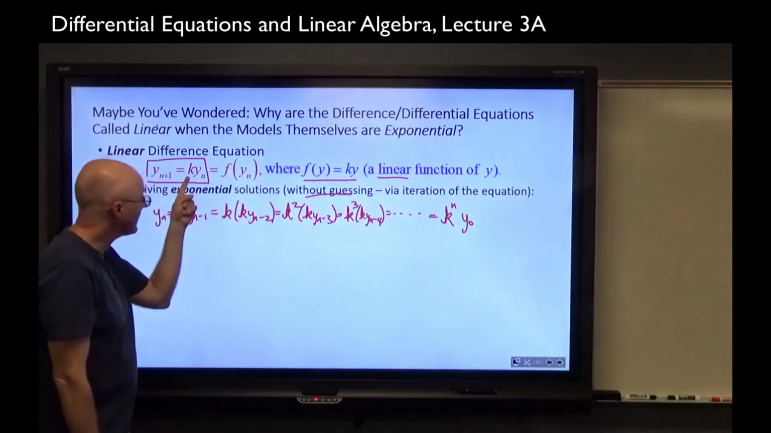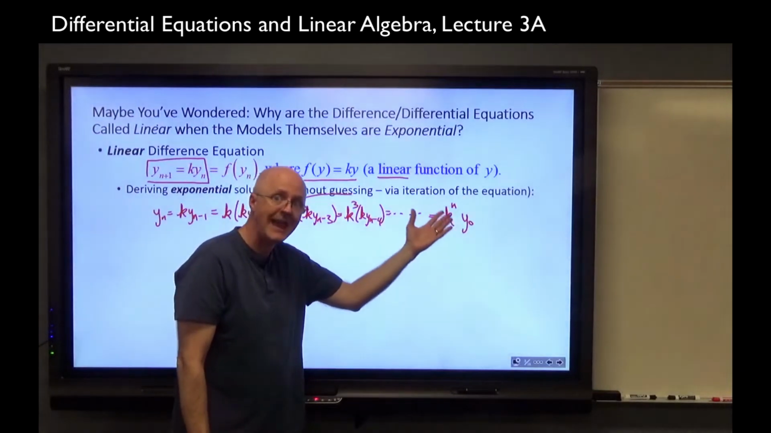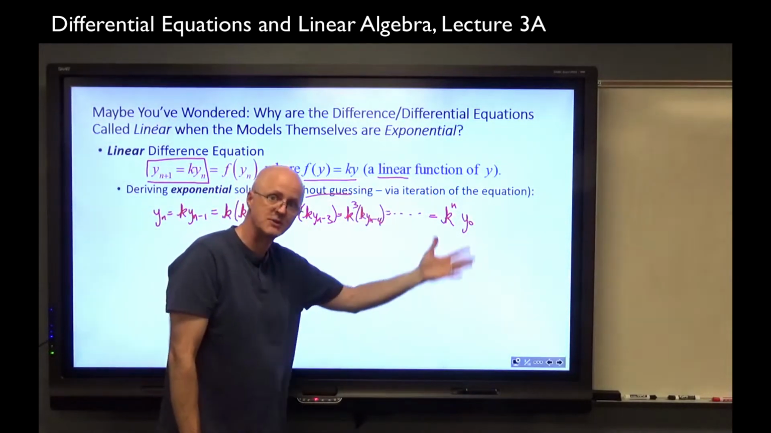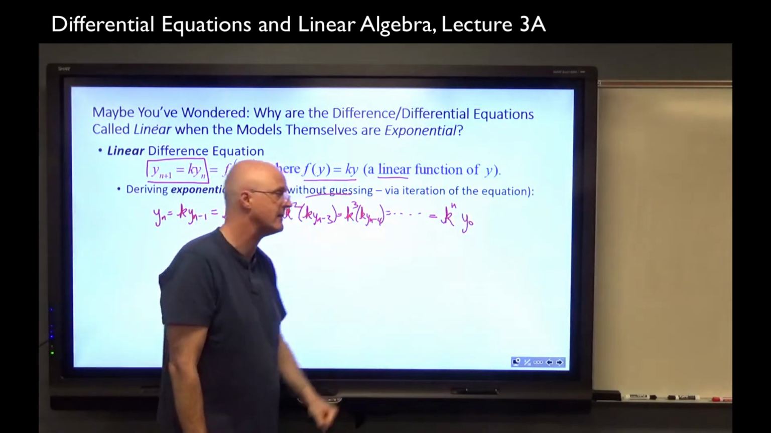k is the k that's right there. y0 is the initial population, say. This is a function of n. It's an exponential function of n. Exponential growth when k is bigger than 1. Exponential decay when k is between 0 and 1. We saw that in lecture 2.